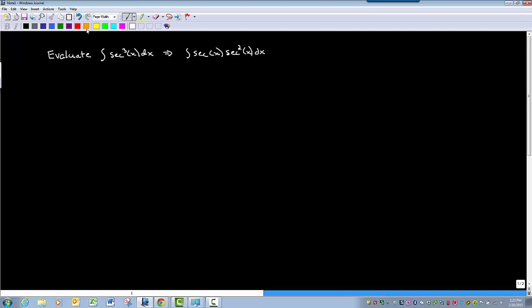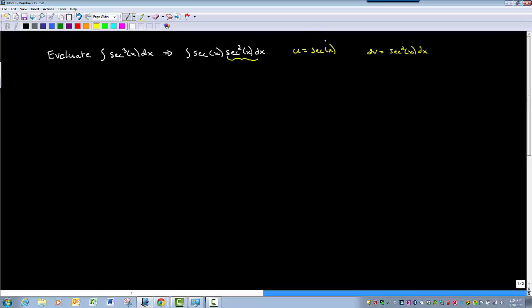Now I want to look for a u value that I can easily differentiate, and I want to look for a dv value that I can easily integrate and find an antiderivative of. Well, I know the antiderivative of secant squared x is tangent. If you differentiate tangent, you get secant squared. So this is going to be my integral piece. I've now used this piece over here, and then my u is going to be what's left over.